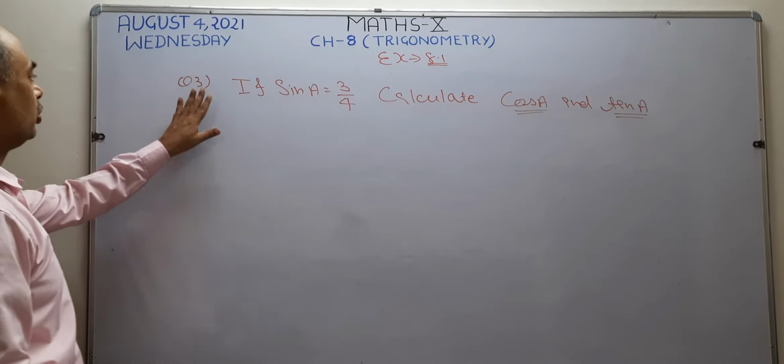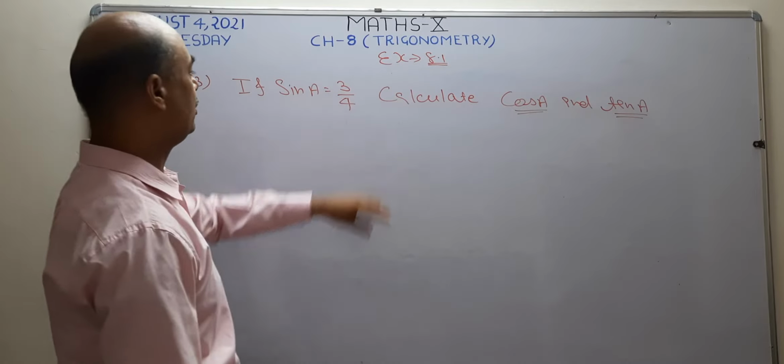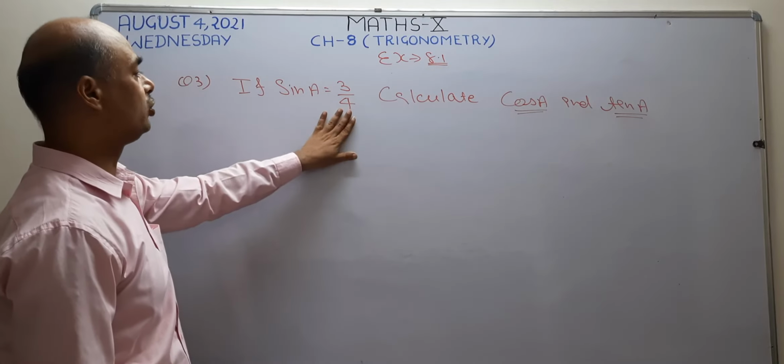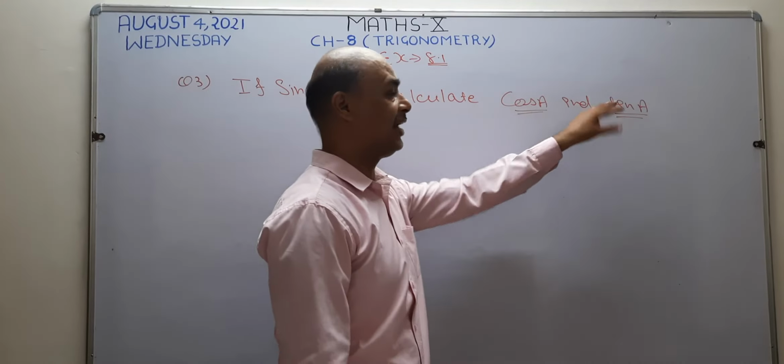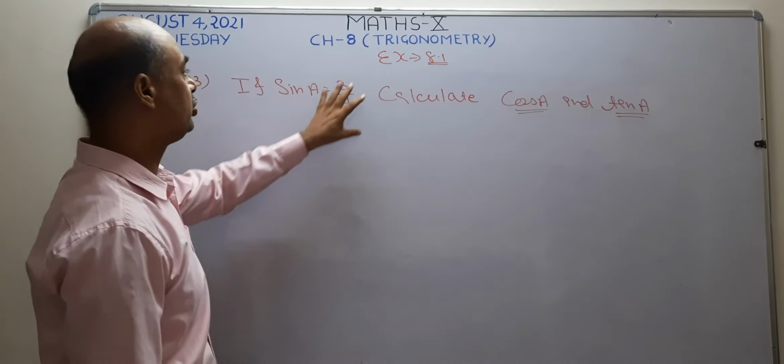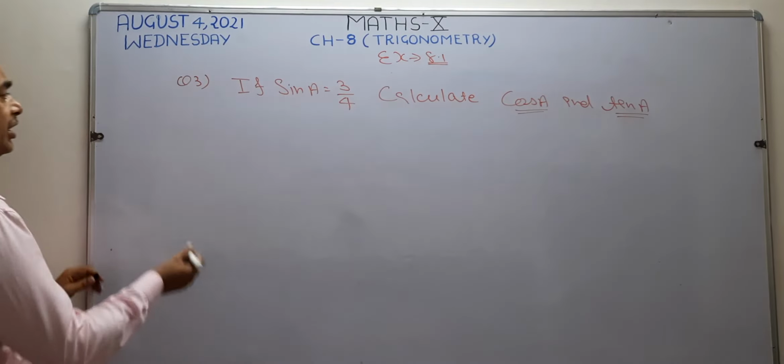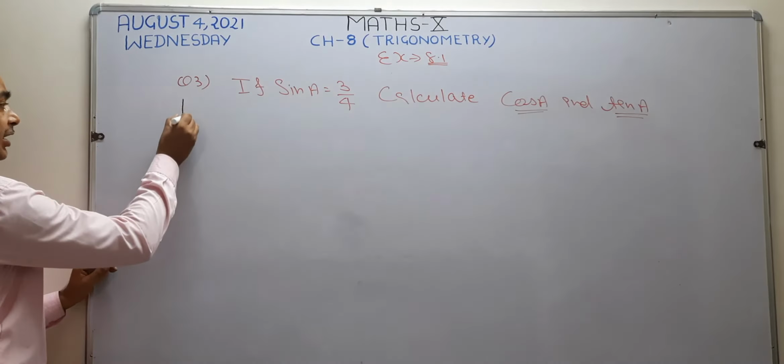Now we are going to solve question number 3 of exercise 8.1. See what is given. If sine A equals 3 by 4. Now the value of sine is given. We have to calculate cos A and tan A. As you know, this trigonometry is going to deal with which triangle? Right triangle. So make one right triangle here.